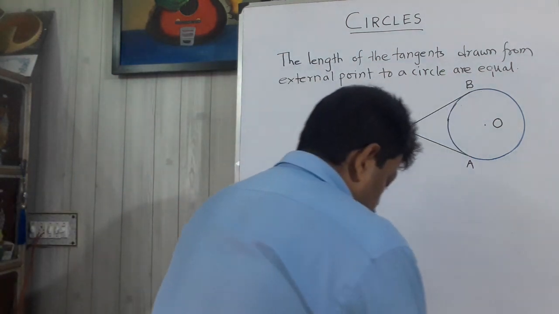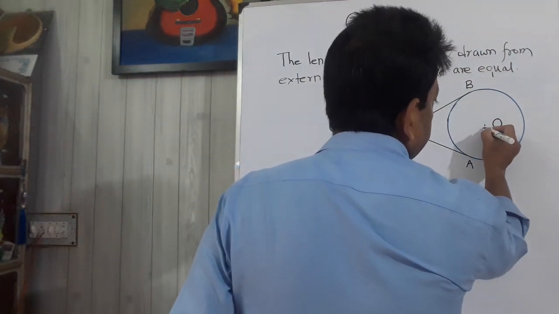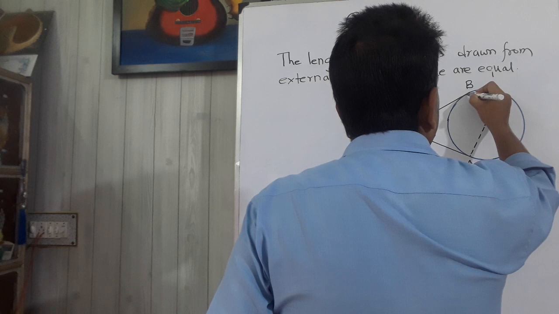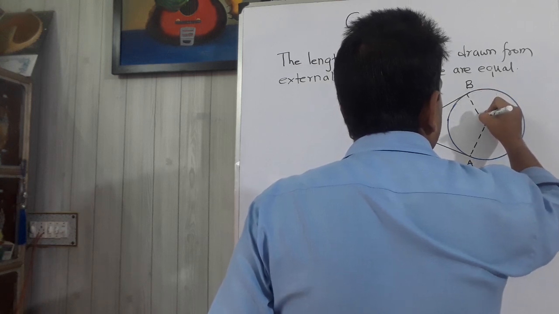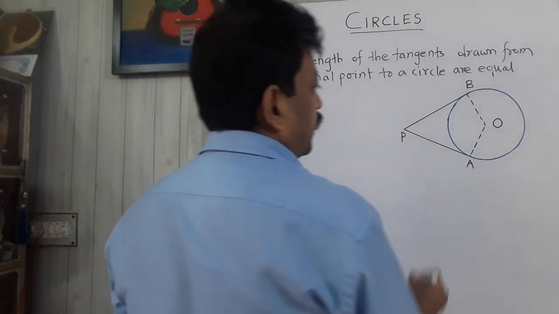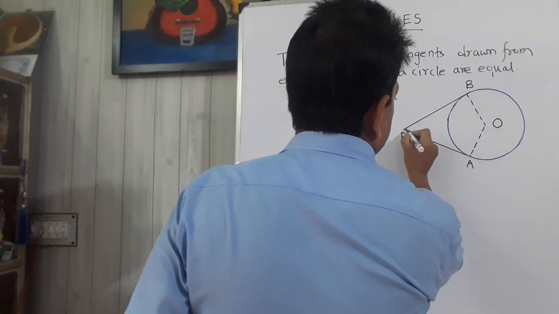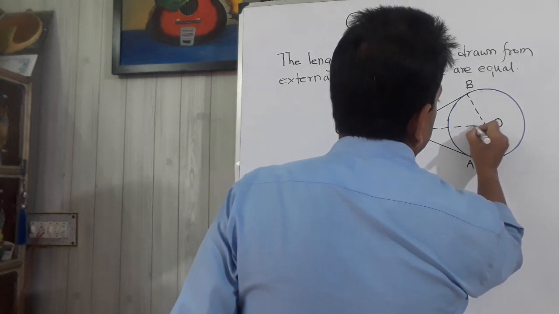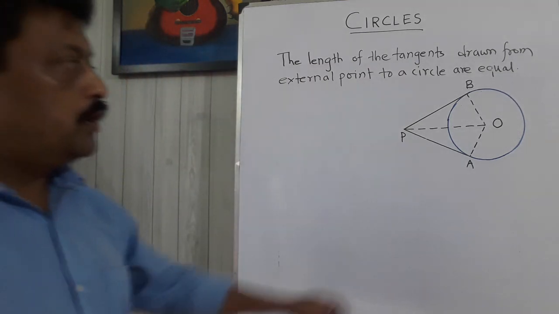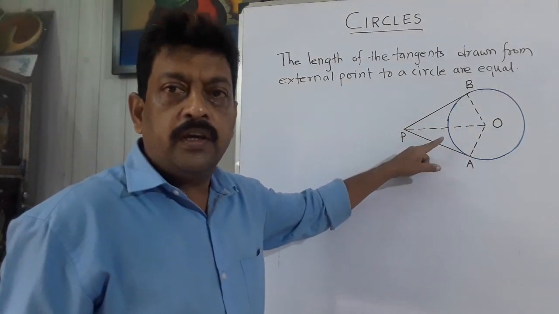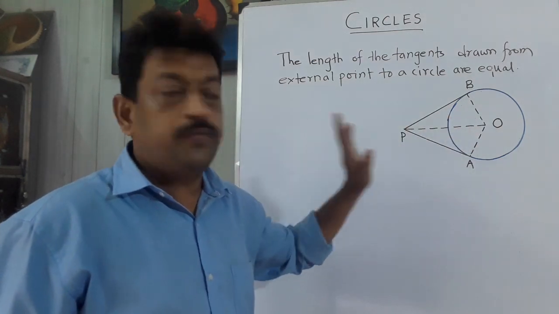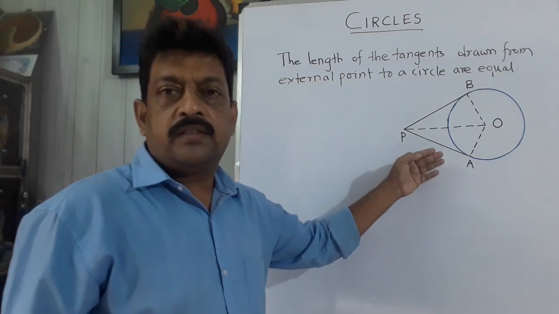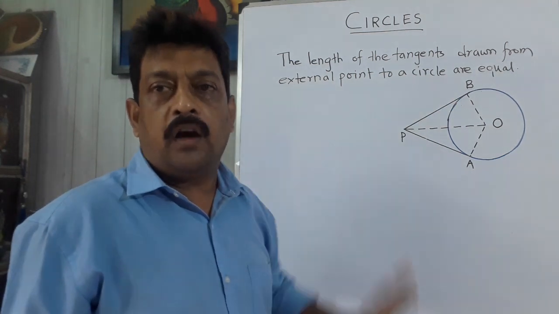So let me join this point of contact with the center. And let me join P with the center also. So here we have got two triangles, OPA and triangle OPB. We have to prove that these two triangles are congruent. Then by CPCT we can say that PA and PB are equal.